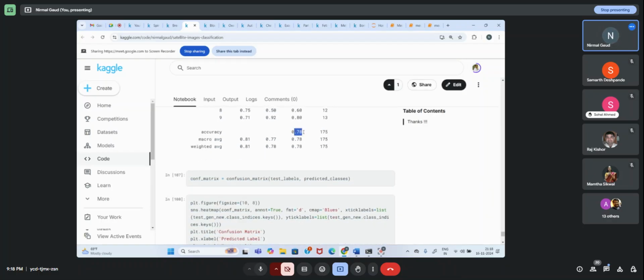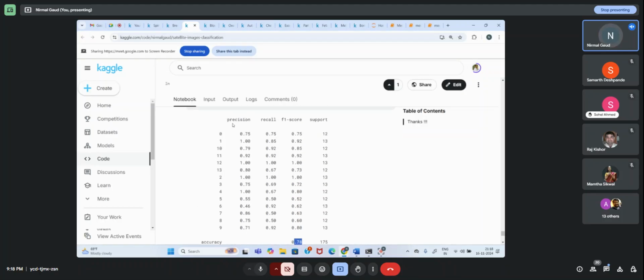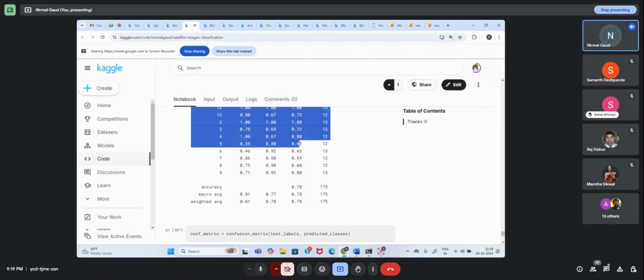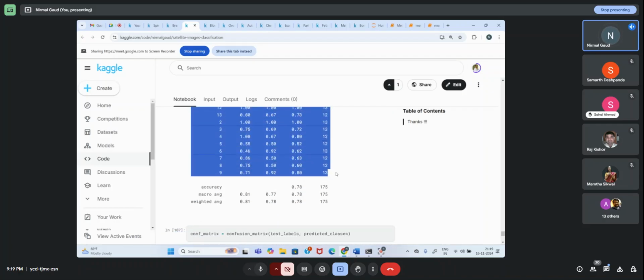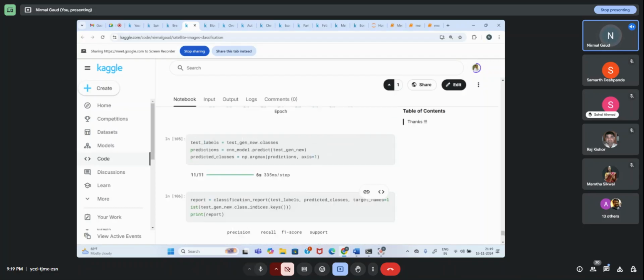78. So VGG was like 70, Xception is 78% accuracy. And here I'm getting balanced precision and recall also, not that much of an issue, and I'm getting good scores. Still, it's okay. So satellite images, if you want to see.